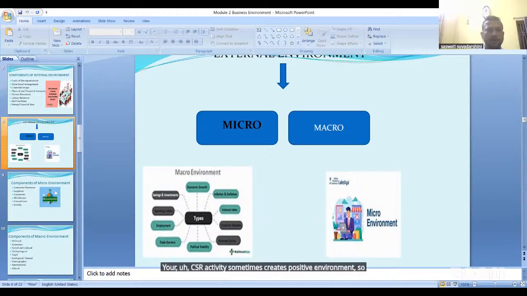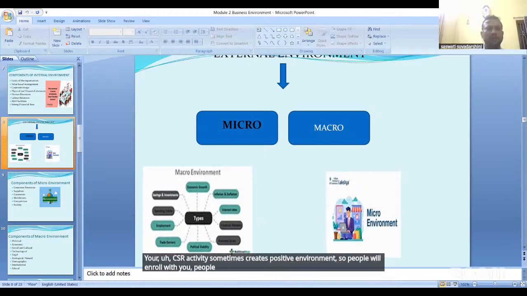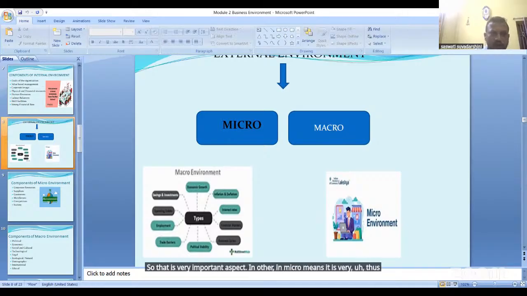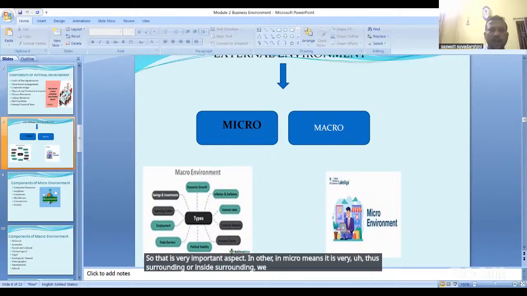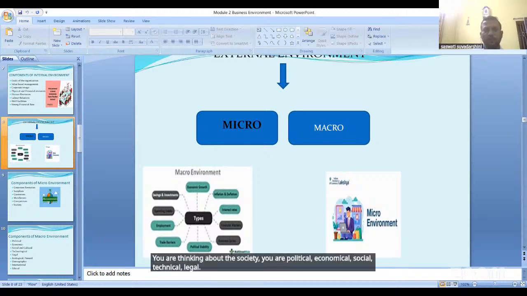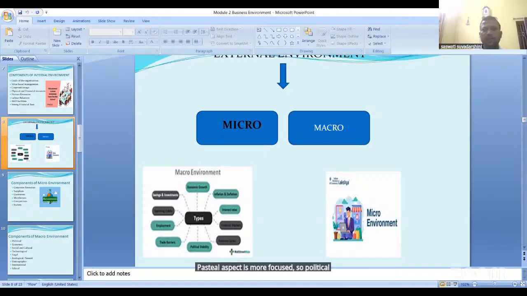So people, or customers, will enroll with you. That is a very important aspect. In the micro environment, we mean the immediate surroundings, those directly in relationship with your business unit. The PESTLE is something different; it is in a broader sense. You are thinking about the society: political, economical, social, technological, legal. The PESTLE concept is utilized in business.